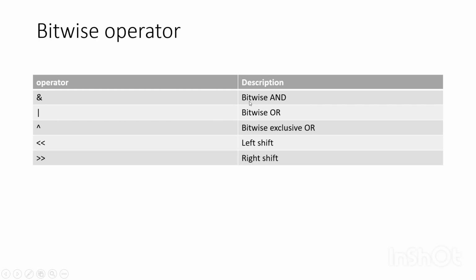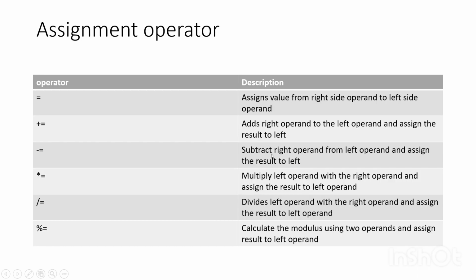The next one is the bitwise operator. In the bitwise operator, there are some operators like bitwise and, bitwise or, bitwise exclusive or, left shift, right shift. Next, we will see the assignment operator. Equals to assigns a value from the right side operand to the left side operand, meaning the right side operand value is stored in the left side operand.